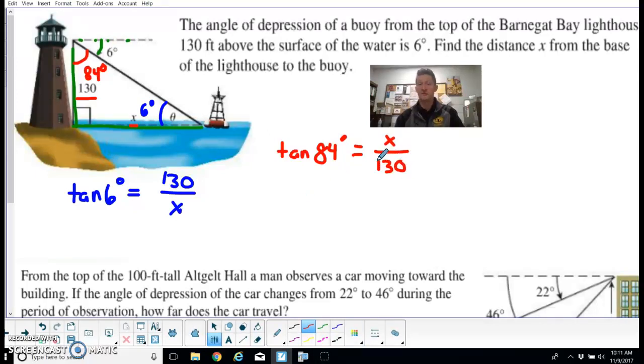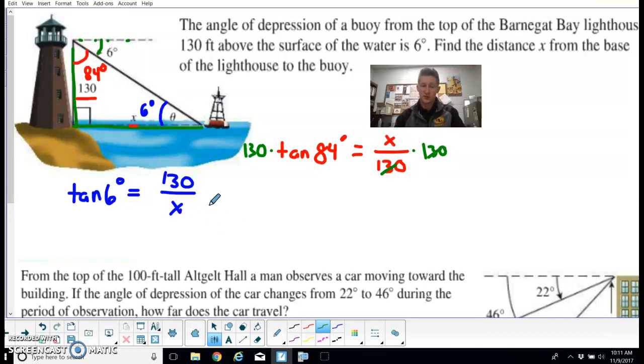So both of these equations are correct, and it's a matter of solving for x. And as we do that, we're going to get the same thing in both. I'm going to solve the red one first because that's actually a little bit easier. When the x is on the top, it's as simple as multiplying it by the bottom on both sides, and that'll be good to go. So we would type into our calculator 130 times the tangent of 84 degrees, and we'd have x.